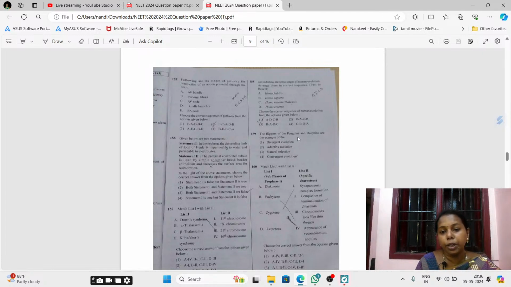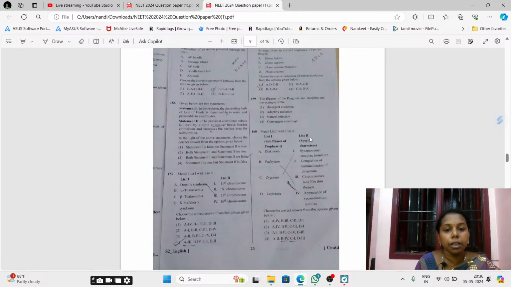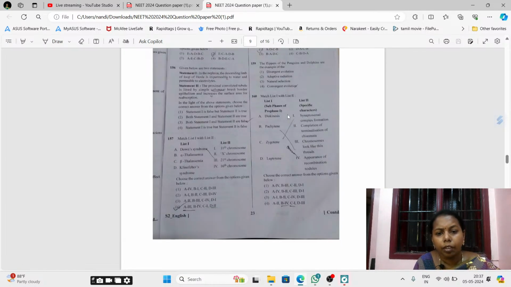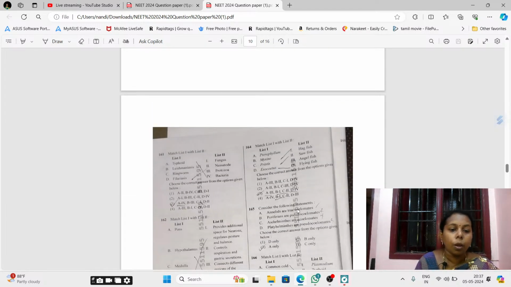The flippers of penguin and dolphins are examples of, penguin, you know, it's a bird, dolphin is mammal. So convergent evolution. Option D. Anatomically different, functionally similar. Matching: diakinesis, terminalization. So A should start with 2. So the only option starting with 2 is option D. So we can go with option D. B is for pachytene, appearance of recombination nodules. Zygotene, synaptonemal complex. Leptotene, chromosome looks like thread. So option D is the correct answer.